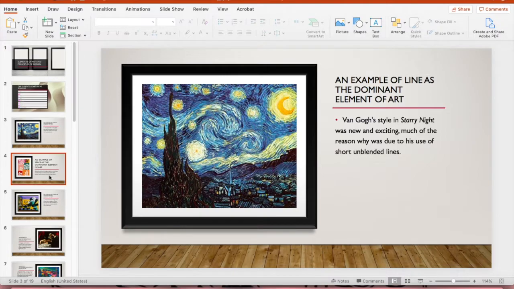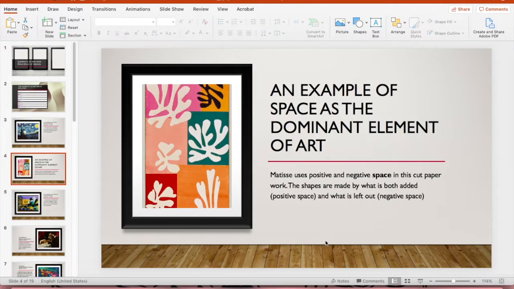All right. So, an example of space as the dominant element of art. Matisse uses positive and negative space in this cut paper work. The shapes are made by what is both added, positive space, and what is left out, negative space. Now, we talked about this work in class, this Matisse work, Henri Matisse, and how these areas of negative space are really interesting because they are really the emphasized subject matter here, right? So the negative space here is used in a really interesting and unique way.